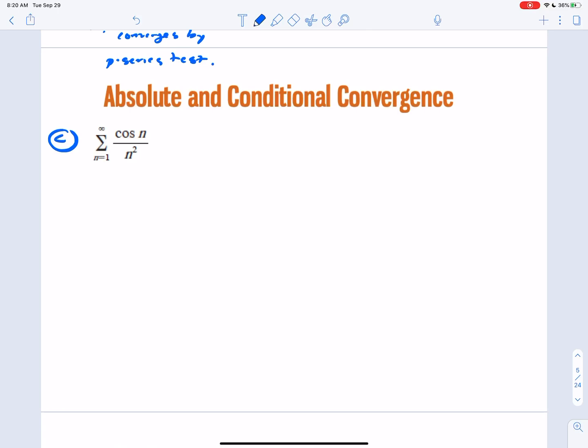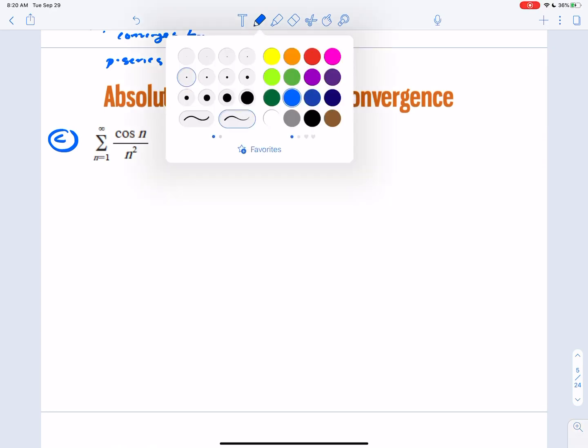Part C. Here we have the summation of cosine n over n squared as n starts at 1 and ends in infinity. First step. Actually, you know what? Try this on your own. Press play whenever you're ready. Here, we're going to take the absolute value.